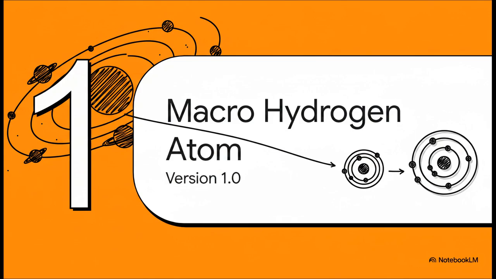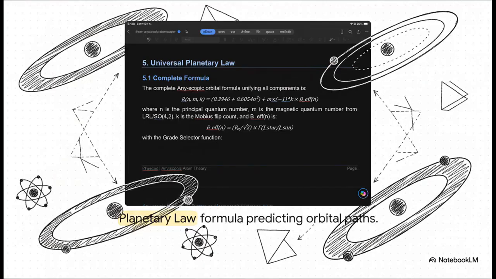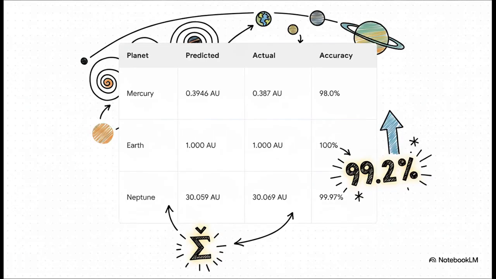The macroscopic hydrogen atom. In version 1.0, the core claim is that planetary orbits aren't random. They are geometrically quantized, structured exactly like an electron orbiting in a hydrogen atom. The specific formula derived from Clifford algebra serves as the geometric foundation here. It actually uses a Rydberg-like base term, which is normally used for atomic energy levels, to calculate the orbits of entire planets. And the results the source material claims here are honestly astonishing.